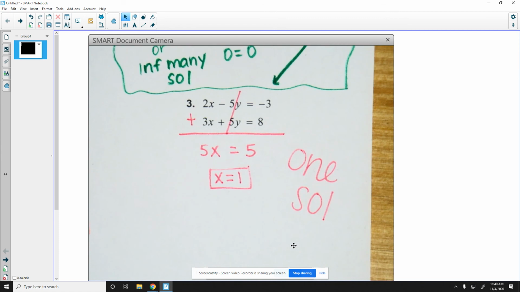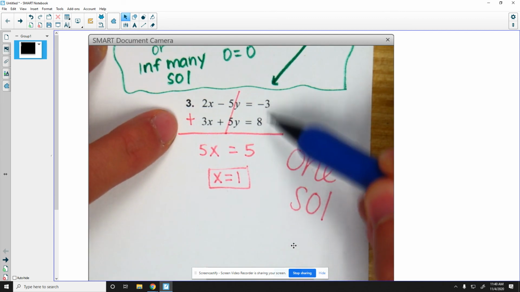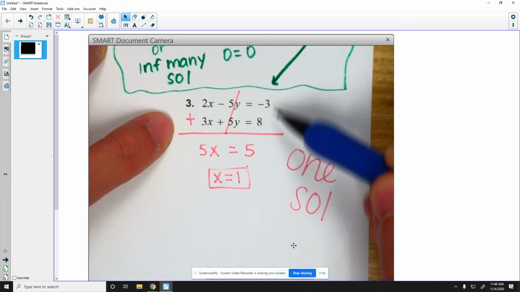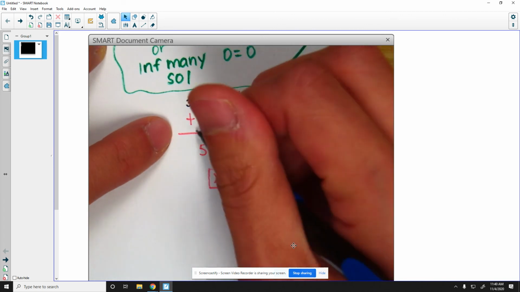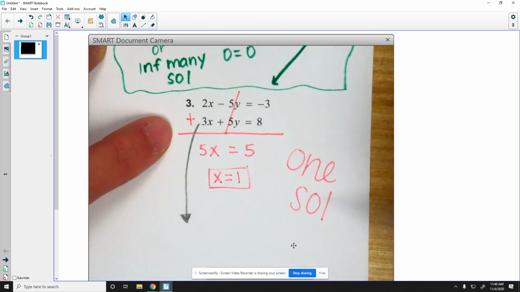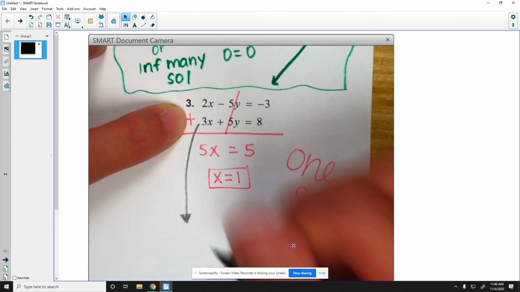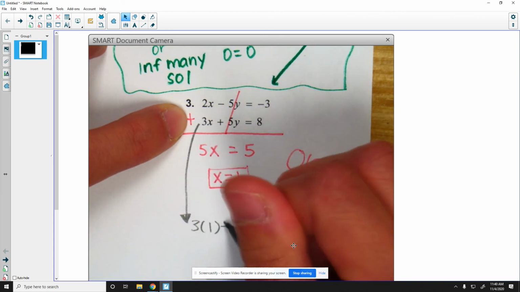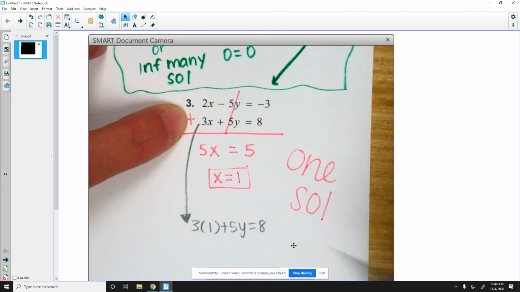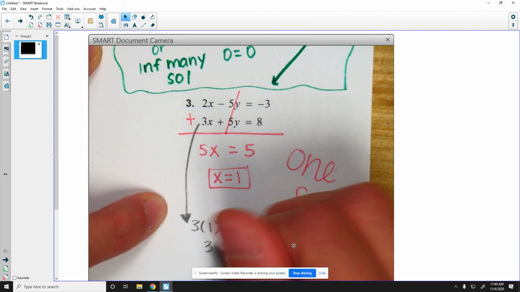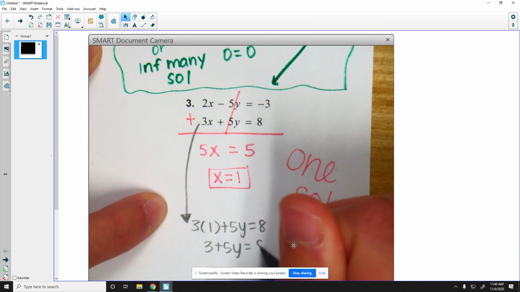So I know that x equals 1. Plug it back into one of the original ones. Do you want to plug it in the top one or the bottom one? Bottom one. Okay, because it looks easier, right? There's no negatives. It just looks easier. So 3 times x plus 5y equals 8. So I'm just going to plug it back in. I have 3 plus 5y equals 8.